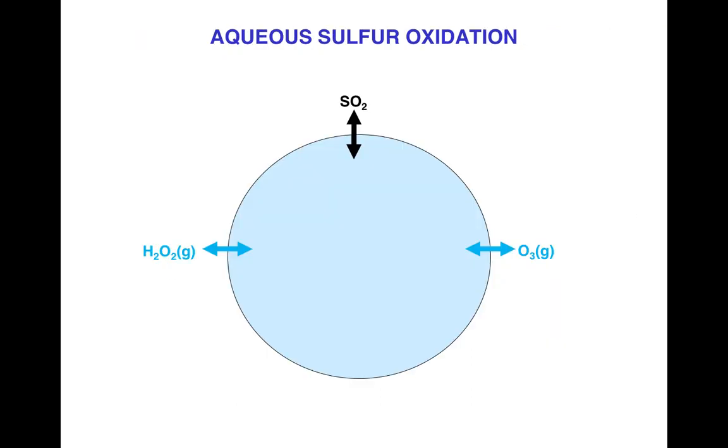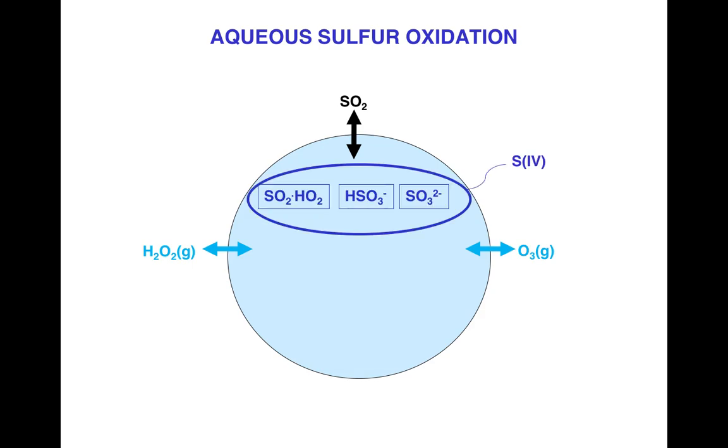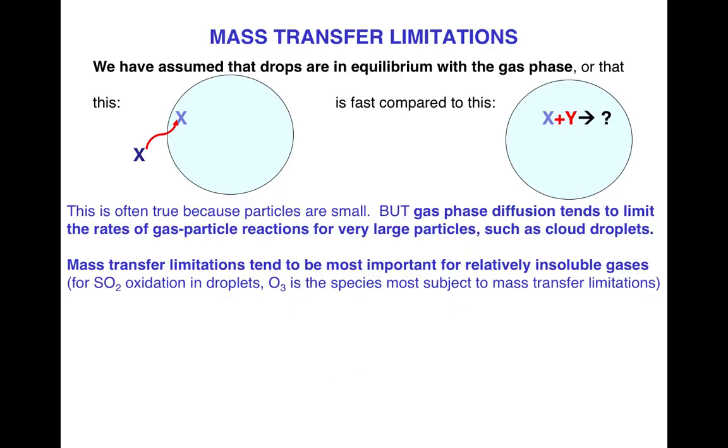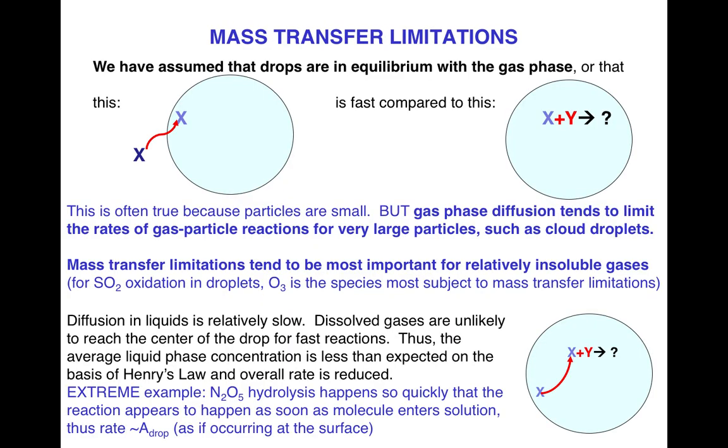So when we want to understand aqueous sulfur oxidation, we have to understand partitioning. We classify the compounds as a class because they're all sulfur 4. They go on to form sulfur 6, and that's how we describe the oxidation. I'm not going to get into mass transfer limitations, but I want you to understand that this is something that happens in the real world.